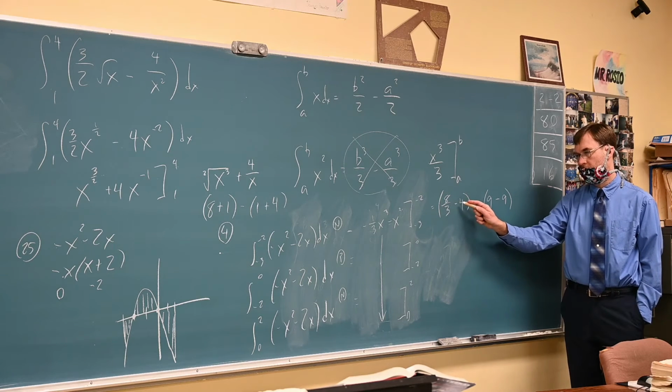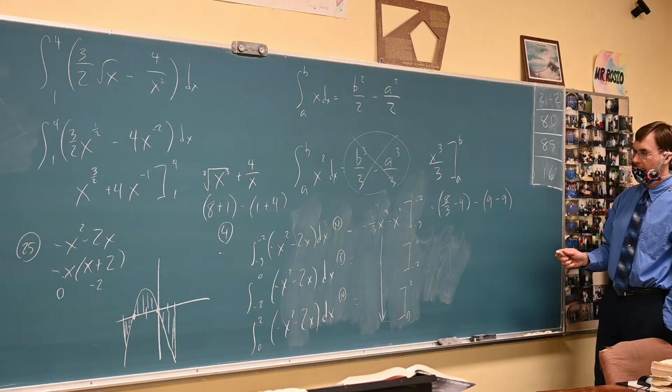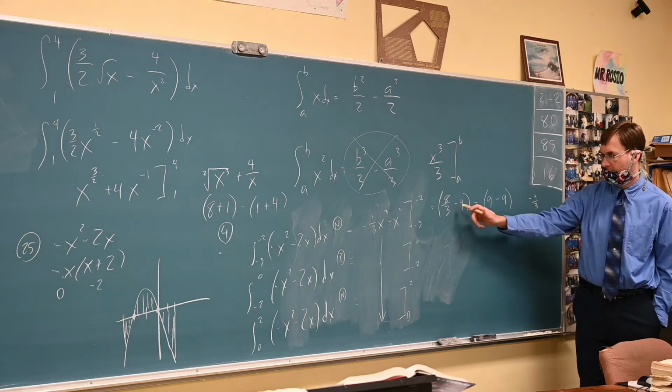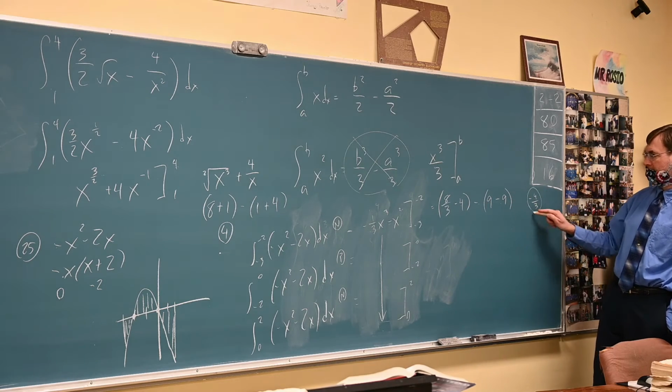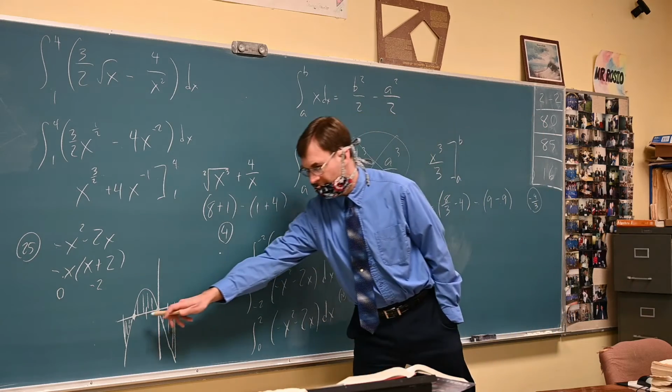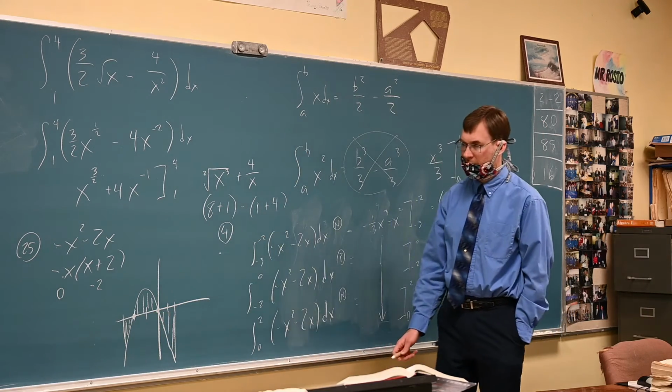So 8/3 minus 4, that's 8/3 minus 12/3, that's negative 4/3. Negative 4/3 minus 0 is negative 4/3. I thought I should get a negative. I can see from the graph, it's not that big. That sort of makes sense to me.